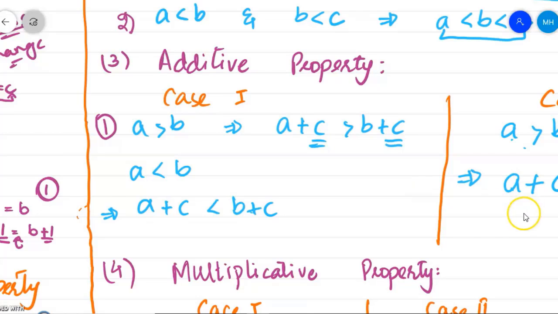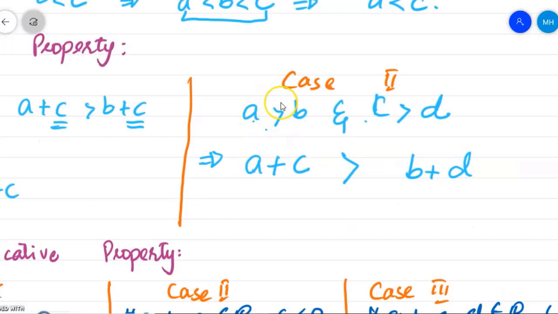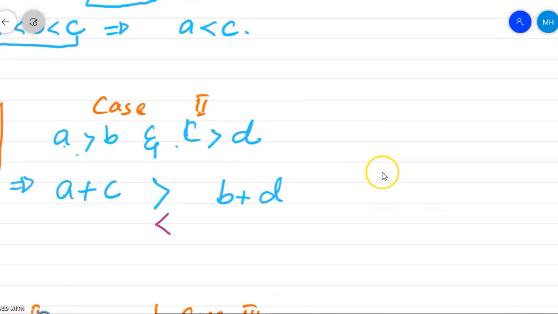Now let's move to case 2. If A is greater than B and C is greater than D, what will happen if I add the greater numbers with each other and the smaller numbers with each other? I am going to explain with one example. A is greater than 1, similar to A is greater than B. And I am going to take another relation, 4 is greater than 3.